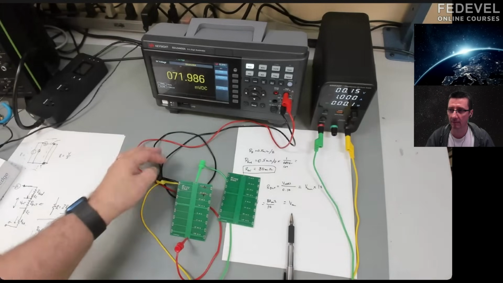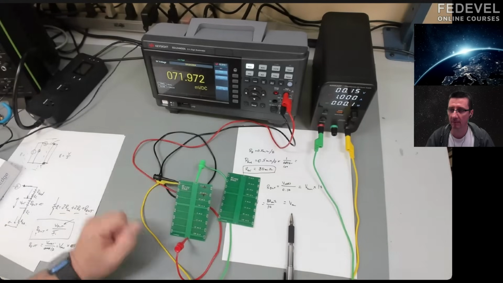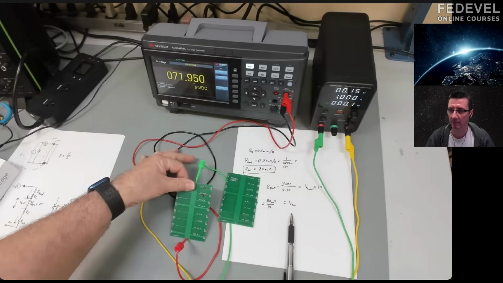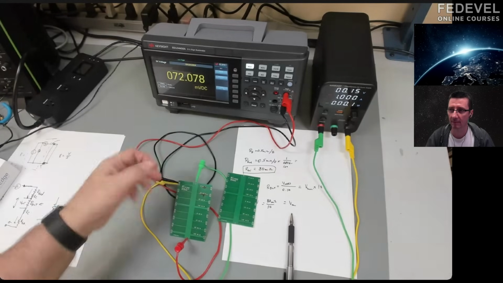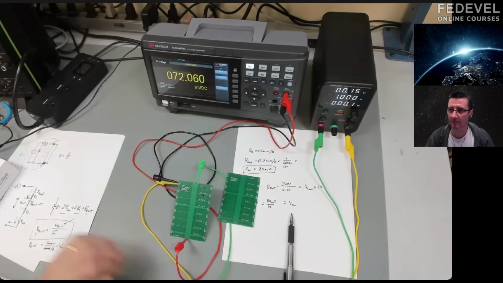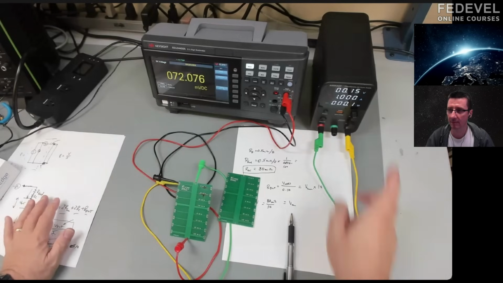Just as the example, here we are with 1 amp through the 6 mil line. I don't feel any temperature rise. In fact, my body temperature is warmer than the temperature at which the wire is. So let's crank her up.